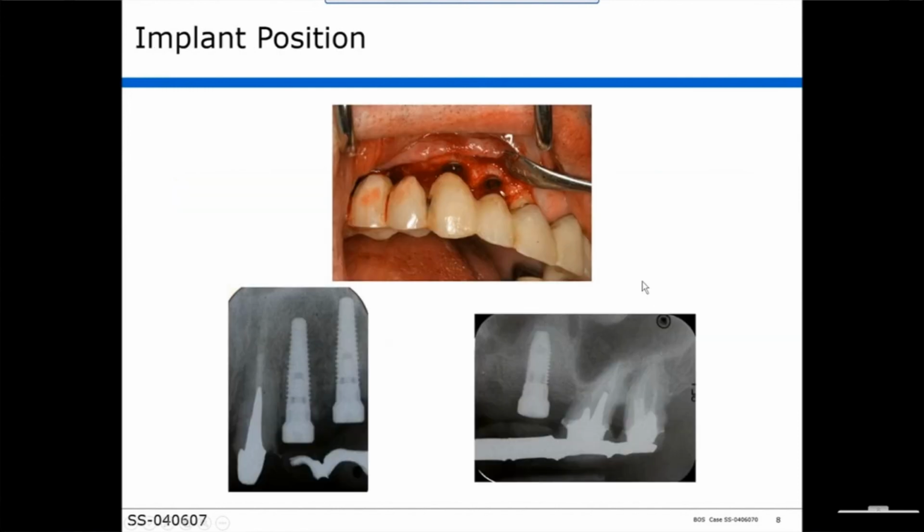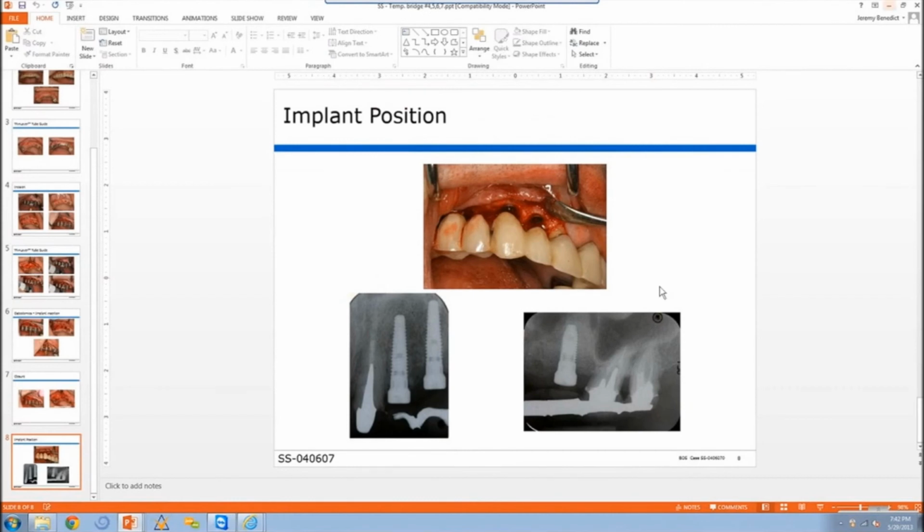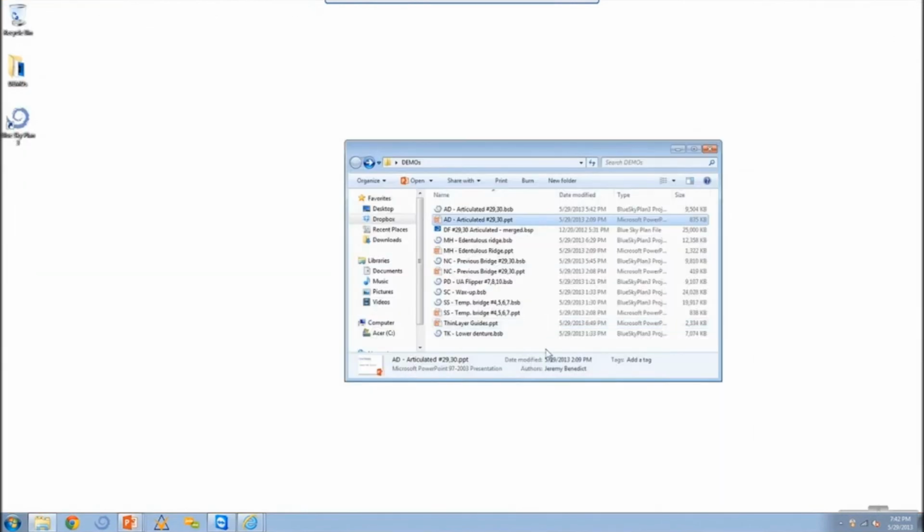And here's with the bridge in place. You can see the relationships and the radiographs of the implants. So that's an illustration of a case that was done using a temporary bridge as a guide for future tooth position.